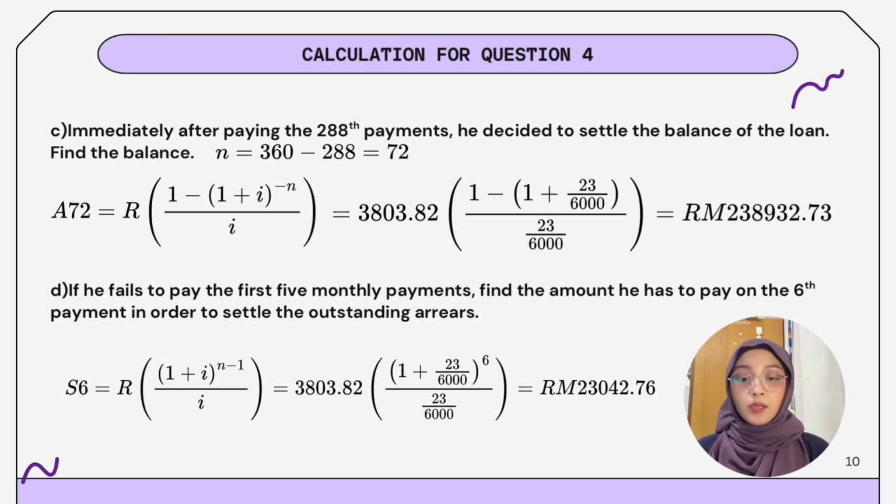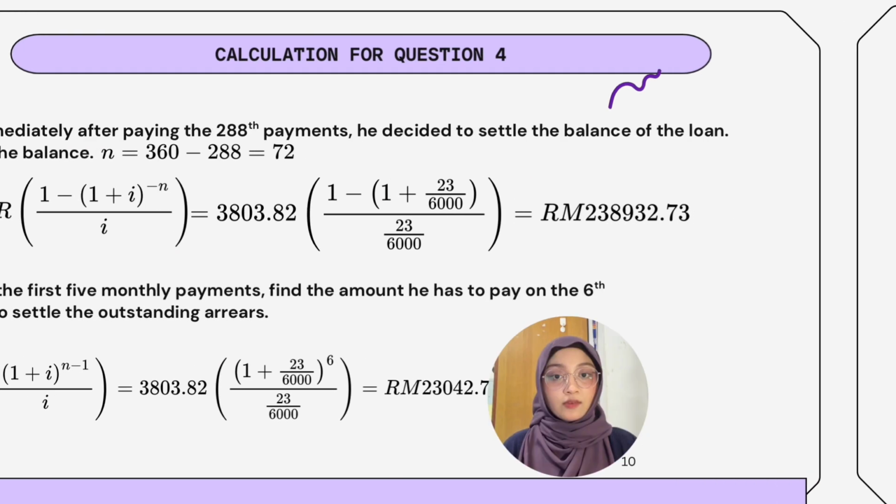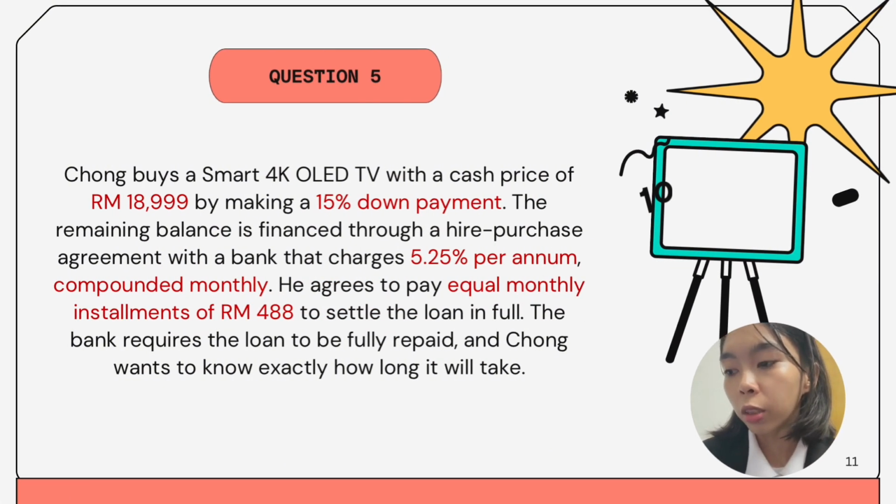For part D, in this situation, Amir fails to pay the first 5 monthly installments of his loan. Since each missed payment earns interest every month, the amount he owes becomes larger over time. On the 6th month, he must pay the normal installment plus all the 5 overdue payments with interest. To find this amount, we use the future value formula. When we substitute all the values, the total amount he needs to pay on the 6th month to clear all the overdue payments is 23,042.76.